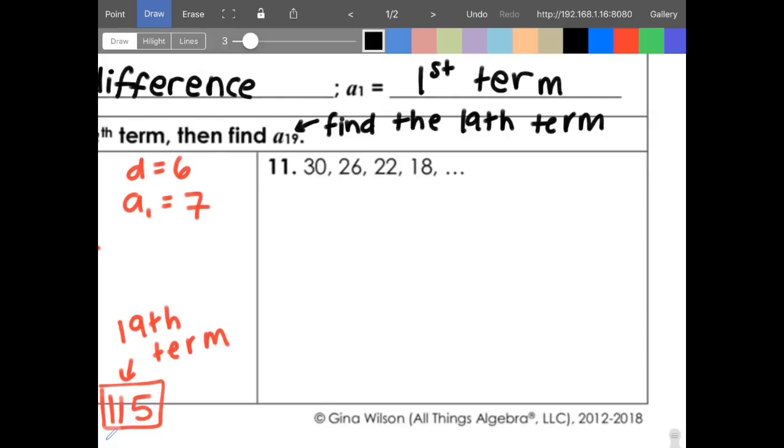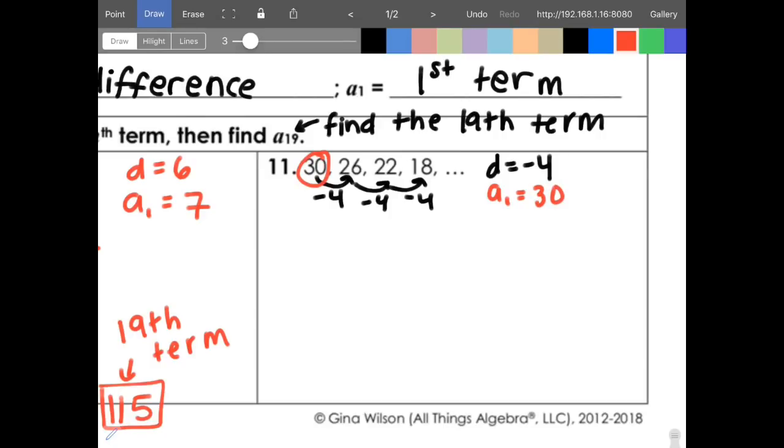So now we're going to do the same thing. We're going to see, okay, how do we get from 30 to 26? Minus 4. So what's our d? Well, negative 4, right? D is negative 4, whatever we're doing to get from one term to the next. Okay, what about our first term? Our first term is 30.